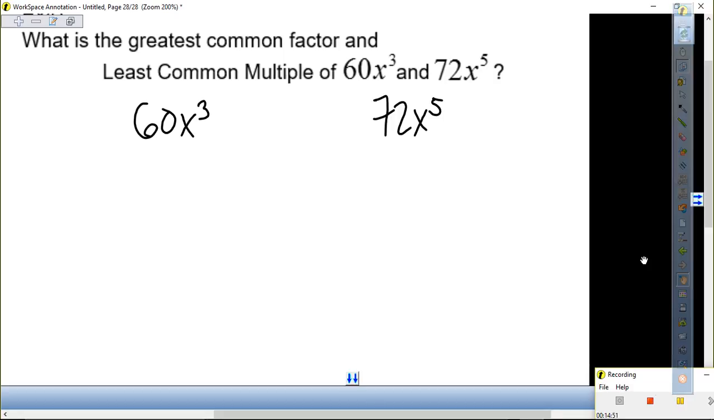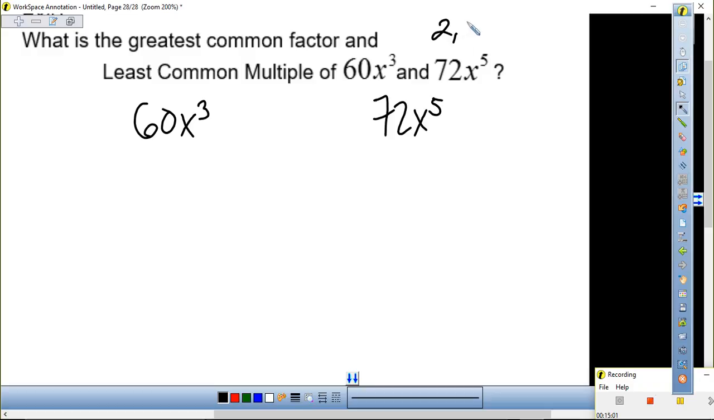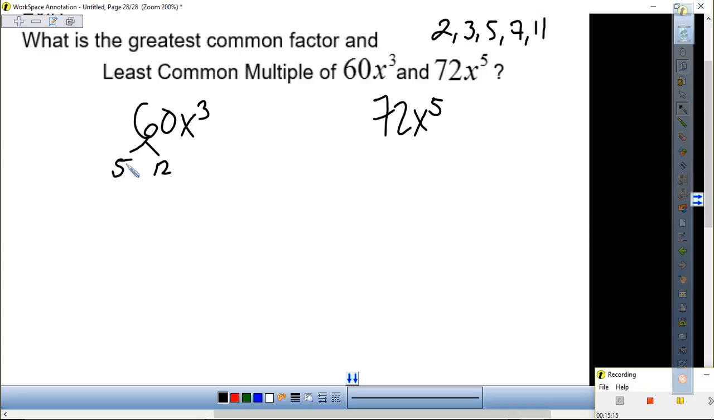You see, that's why all that practice that you've done in the past is going to pay off. 2, 3, 5, 7, and 11 are the first 5 primes, right? Here we go. Let's do this one together. What is the biggest prime factor that divides evenly? 5 times 12, circle the 5. How about this one? 3 times 4, very good. 2 and 2. So my prime factors are 5 times 3 times 2 times 2.